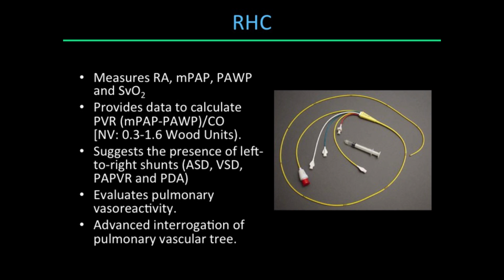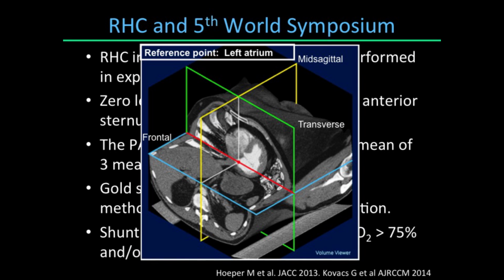During right heart catheterization, you measure the pressures, you calculate the PVR, and in the appropriate case you rule out left to right shunts, but you do a shunt run, and you do pulmonary vascular reactivity testing, and then you do some other testing that we'll be talking about in a minute.